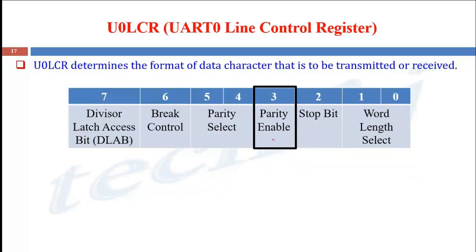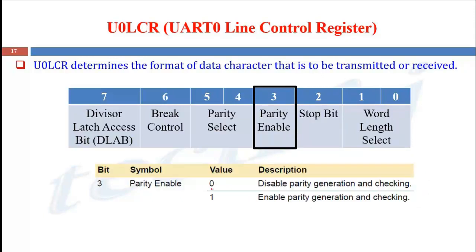Next bit is a parity enable bit. Whenever this bit is 0, it will disable parity generation and checking, and when this bit is 1, it will enable parity generation and checking.